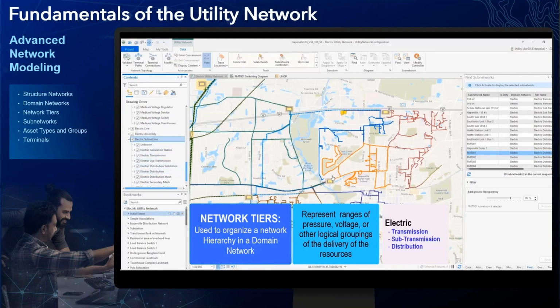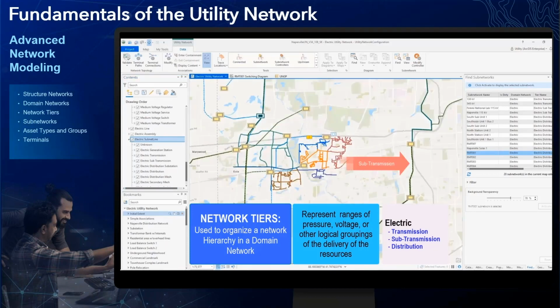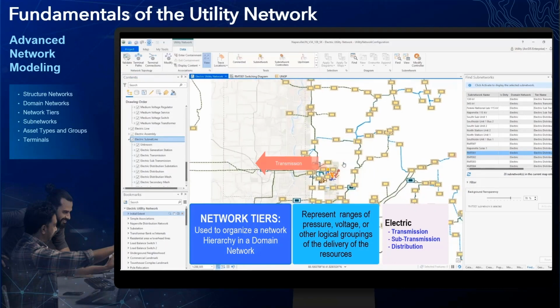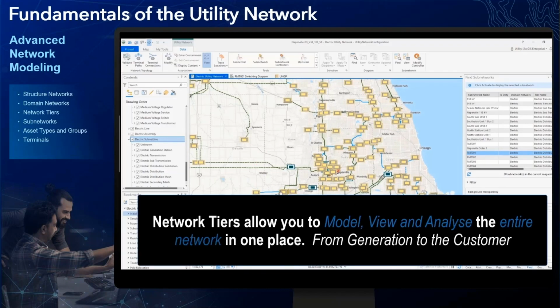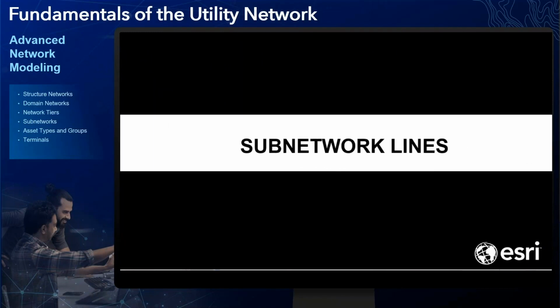In this electric domain network, there can be multiple tiers defined based on the voltage the assets are dealing with. For example, the distribution tier, the subtransmission, and the transmission. Network tiers allow you to model, view, and analyze the entire network in one place. And this can be done from the generator all the way through to the customer, which is critical when managing a modern network. The next topic is subnetwork lines.